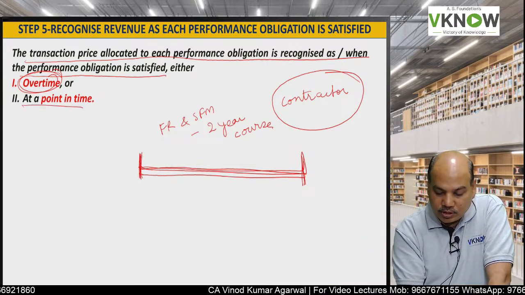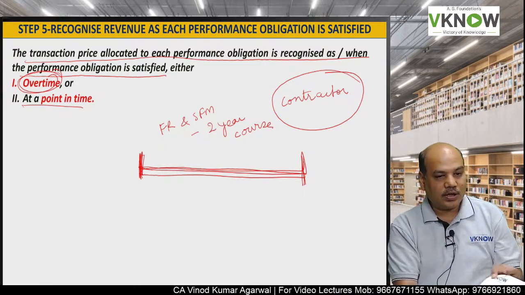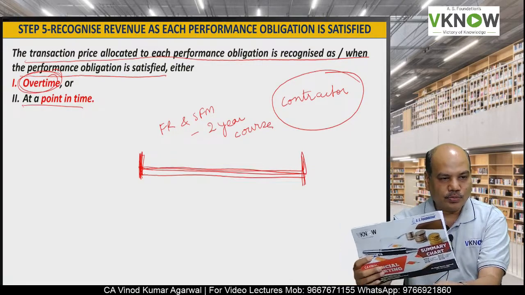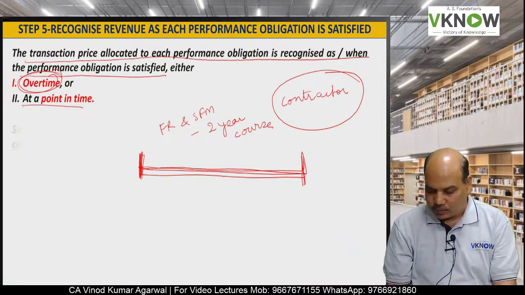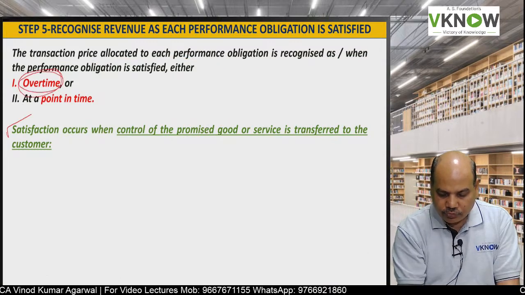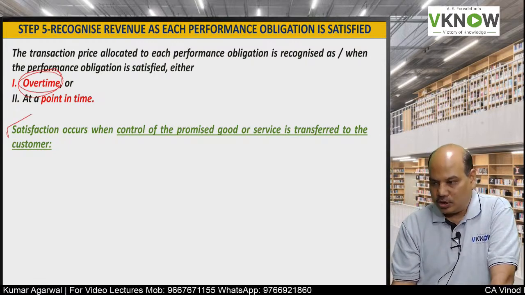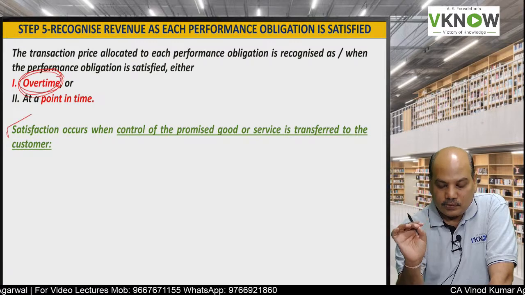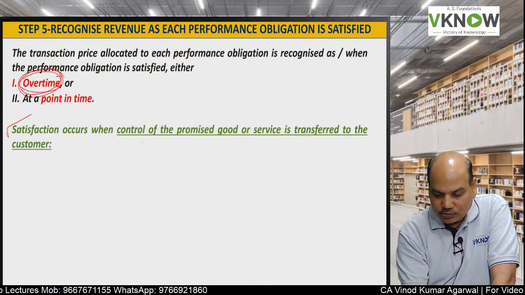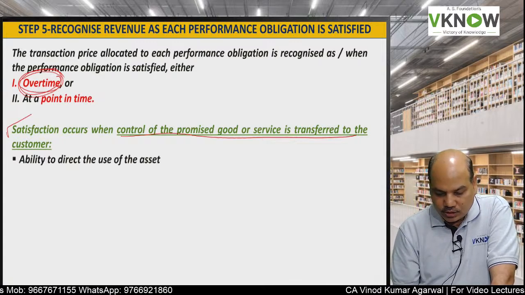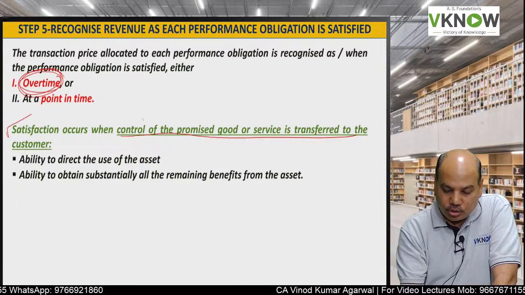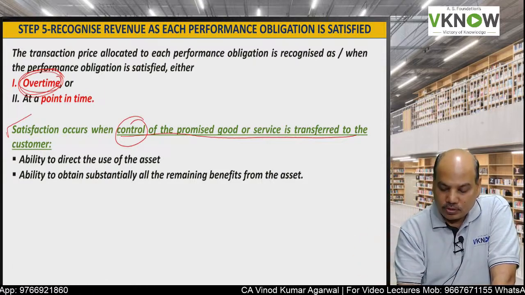At a point in time means immediately the revenue will be recognized. You will say, sir, I want to buy this summary chart book. I say, welcome. You pay the price, I deliver the book to you, and I will recognize the revenue. That is called at a point in time. Now, for exam purpose, when will you apply satisfied over time basis for revenue recognition? Satisfied over time will be applied when certain conditions are satisfied. Satisfaction occurs when control of the promised goods and service is transferred to the customer. So first you understand when should revenue be recognized? When control of the promised goods and service is transferred to the customer.